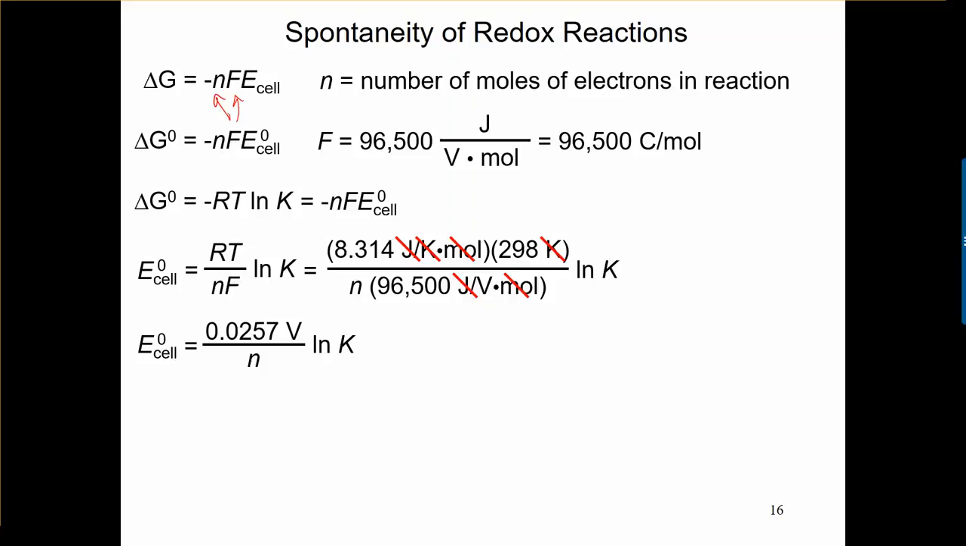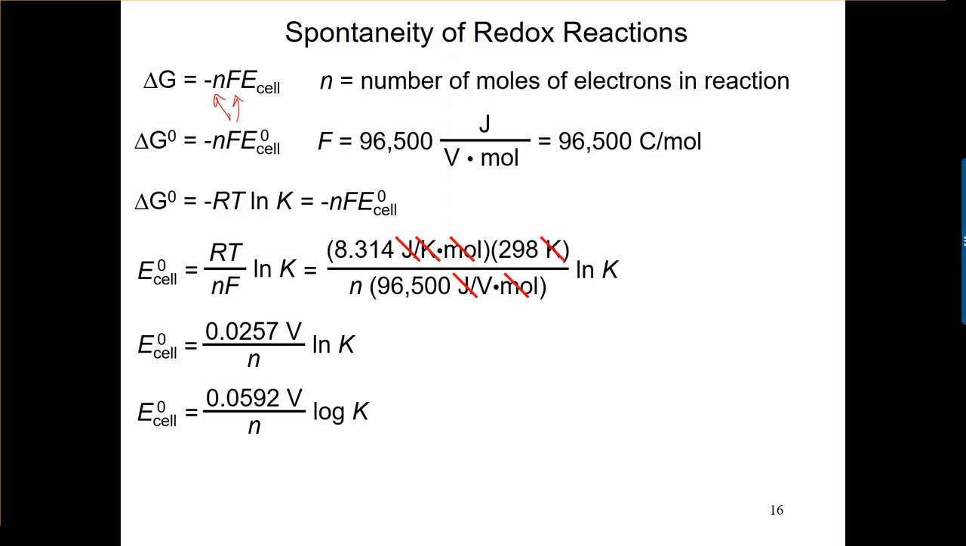All right, so that's at equilibrium, right? Because we're using the natural log of K. You can imagine if it wasn't at equilibrium, we'd be using Q, which we'll do too. Okay. Which can also be rewritten in this way.